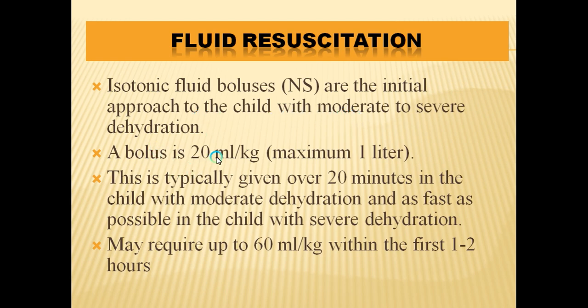What we give is 20 ml per kg, maximum 1 liter. This is given over 20 minutes in the child with moderate dehydration and as fast as possible in severe dehydration. This is what a bolus is: 20 ml per kg of body weight. We give it over 20 minutes to a child with moderate dehydration, but in a case of severe dehydration, we give it as fast as possible. It may require up to 60 ml per kg within the first 1 to 2 hours depending on the severity of dehydration.